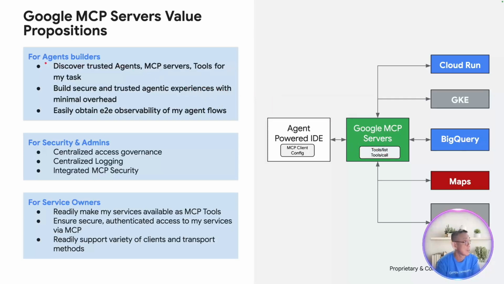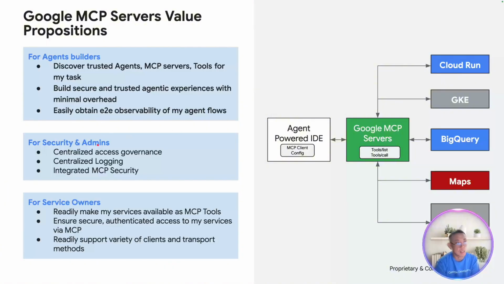So the value proposition brought by the Google MCP server: with Agent Builder in GCP, you now have a trusted agent. You have the MCP tools, and you can use all of this within Agent Builder. You can also build a very secure, trusted agentic experience with minimum overhead. You do not need to worry about how to build the MCP server. All you need to do is just connect to the MCP server, and then you can have all the observability of your agent flow.